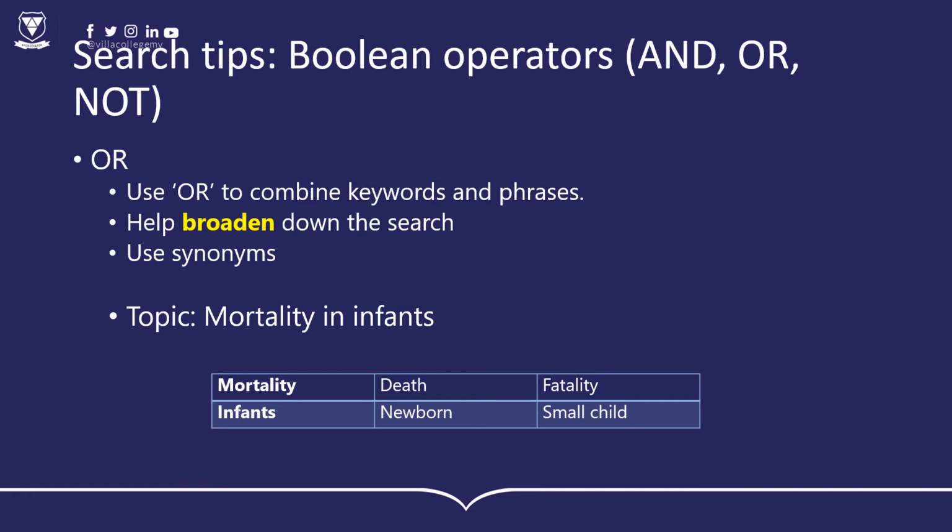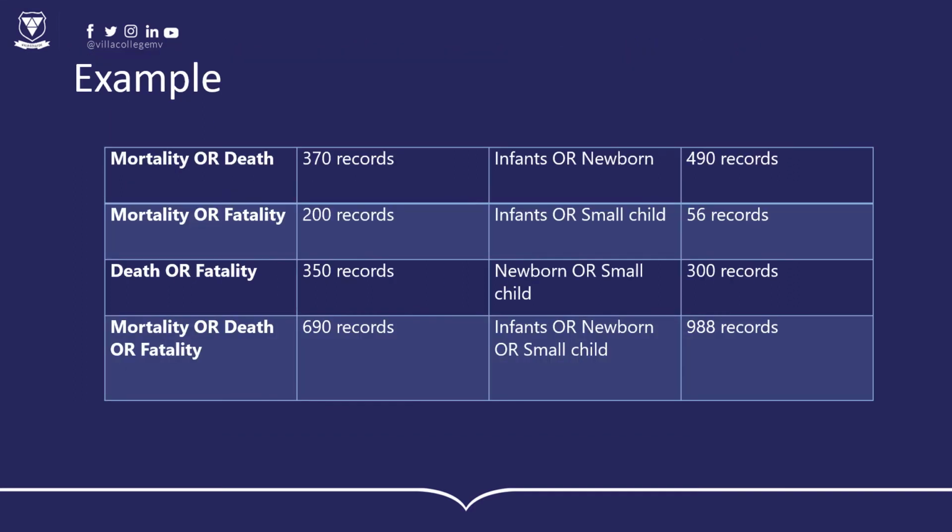Or is used to broaden keywords and phrases. You are telling the database to give you records which have any of the keywords you are using for this search. This means you are broadening your search results. This is useful when you use synonyms, as different authors use different terminologies in their articles. Here are some synonyms used for the topic mortality in infants. The table shows an example of how OR is used and how records are retrieved.